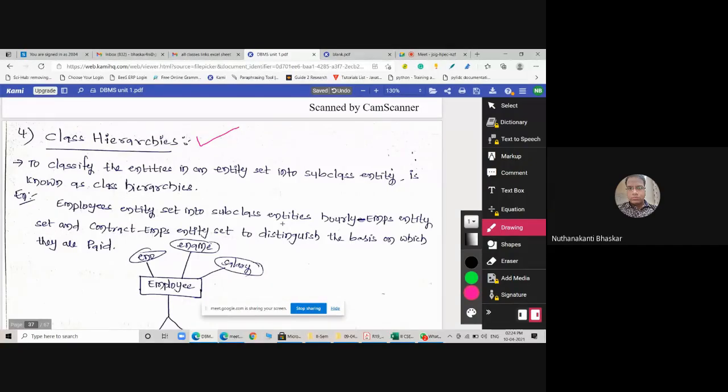What is inheritance? The process of acquiring properties from one class to another class. Yeah, very good. What is the advantage of inheritance? Reusability. Yeah, reusability. We can define one time, you can use many times. In the same way, the class hierarchies in your ER model also are a reusability concept.